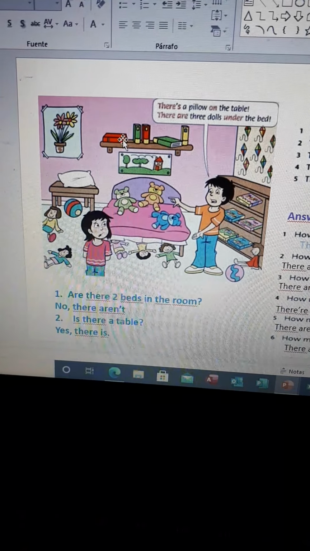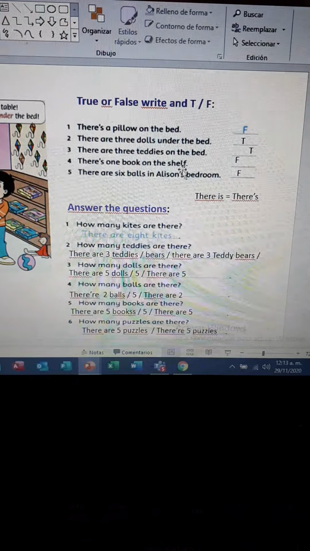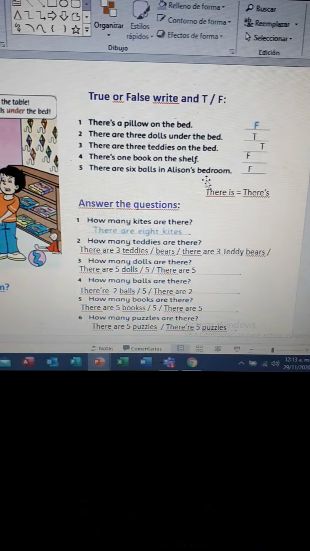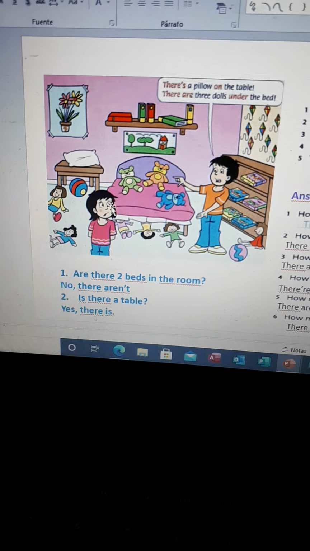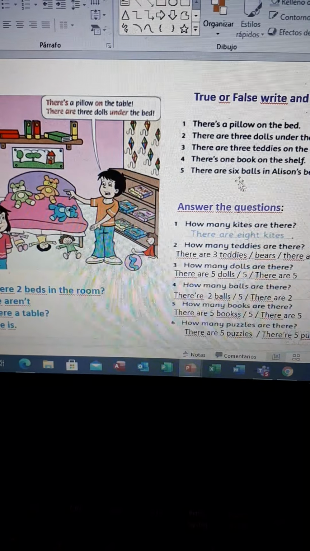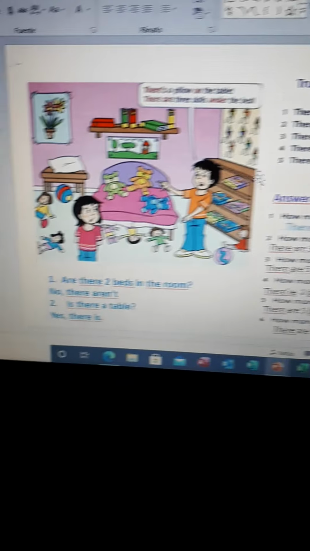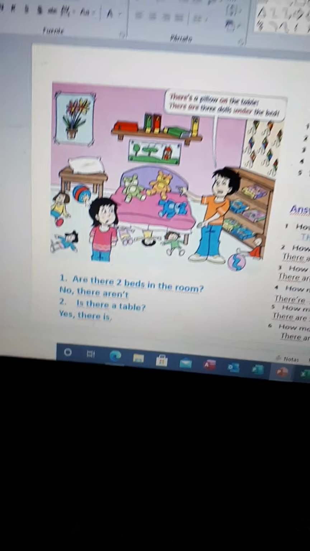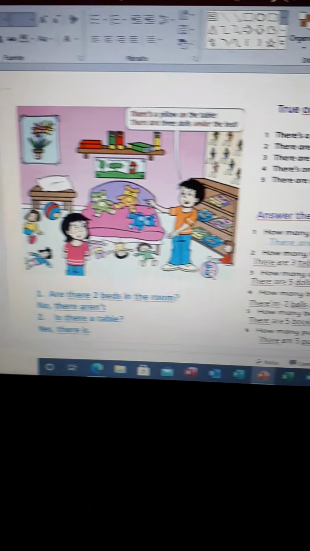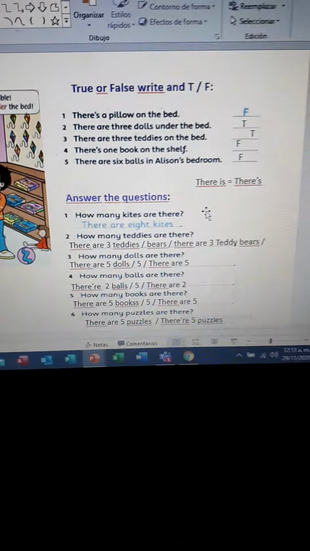Then there's 1 book on the shelf. No, it's false because we have 1, 2, 3, 4, 5 books. And finally, there are 6 balls in Allison's bedroom. We suppose that she is Allison. It's false because we only see 1 and 2 balls. Okay, so it's false.